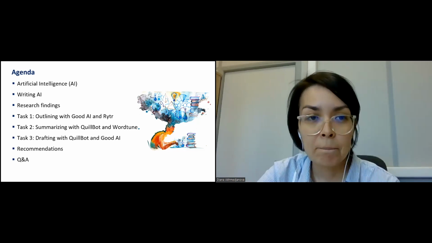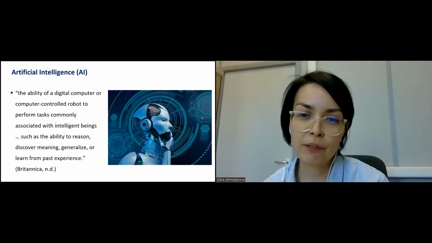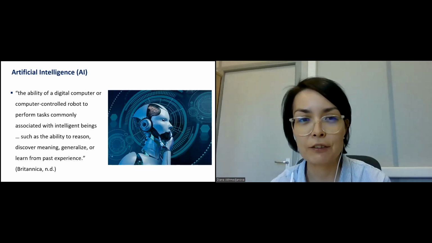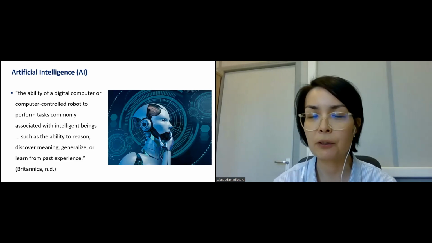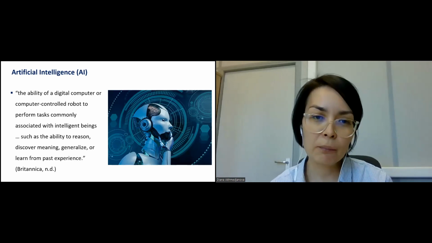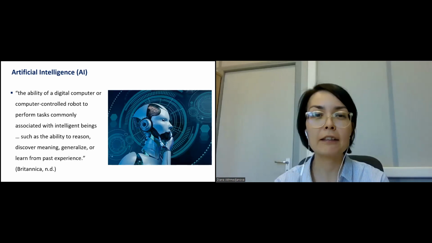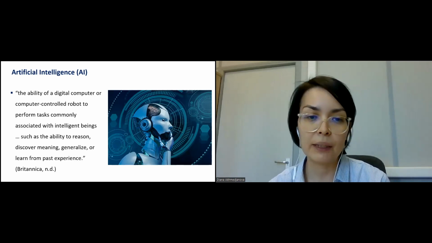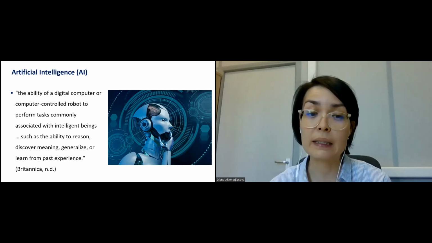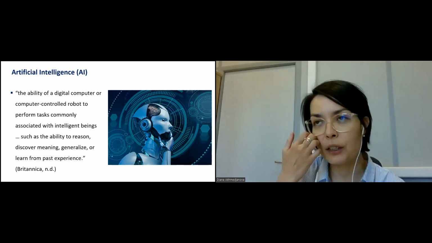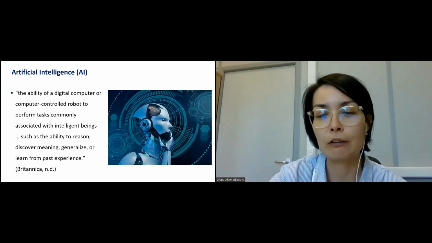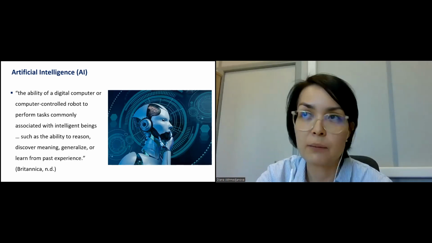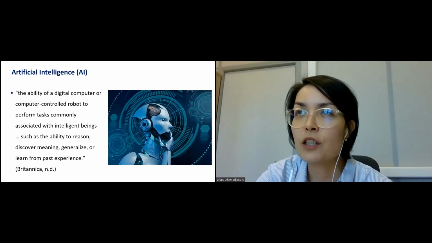All right, let's begin. So according to the definition provided by the Britannica Encyclopedia, artificial intelligence refers to the ability of a digital computer or computer-operated robot to do some intelligent things that human beings typically do, right? It's, for example, the ability to reason, discover meaning, generalize, learn from past experience. Now with ChatGPT, you can even provide feedback, and it kind of learns and improves, right? We hope.